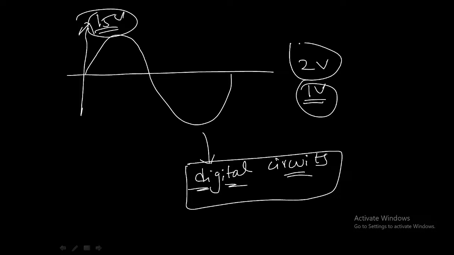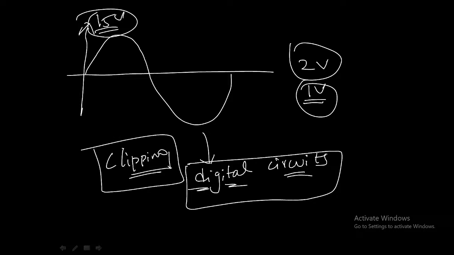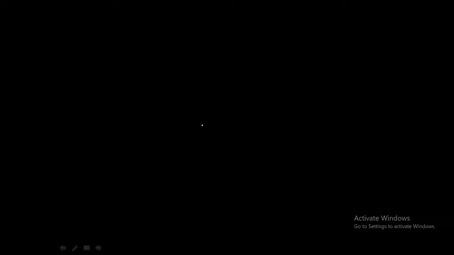This operation of reducing the voltage from 15 volts to 1 or 2 volts is called clipping. After clipping the voltage, we apply it to our digital circuit. That is why we are going to use diode clippers or diode limiters. So let's see how a positive diode clipper circuit looks.